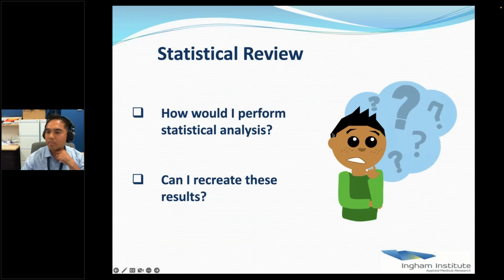So, a statistical review. When I'm reading a paper for a statistical review, there are generally a few things floating in the back of my mind. I'm looking for specific bits and pieces of information that allow me to answer one of these two questions. If I feel that I can't do either one adequately, then I'll probably ask the authors to provide the missing information.